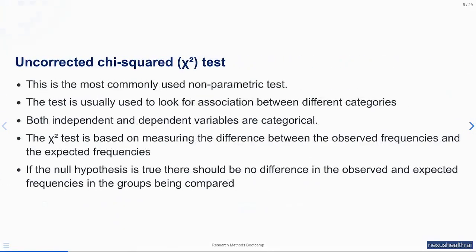The uncorrected chi-square test is the most commonly used non-parametric test. It's usually used to look for association between different categories. In this instance, both the independent and dependent variables are categorical variables, and this tells us when to use the chi-square test. We use the chi-square test when both the independent and dependent variables are categorical. The chi-square test is based on measuring the difference between observed frequencies and expected frequencies. If the null hypothesis is true, there should be no difference in the observed and expected frequencies in the groups being compared.